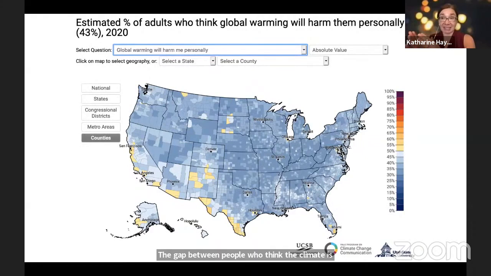And if you're wondering about the yellow counties, there's some people groups who are more concerned about climate change than others. One of the most concerned people groups in the US is Hispanic Catholics, and another is Native Americans. So that's part of what you see there in terms of the pattern.